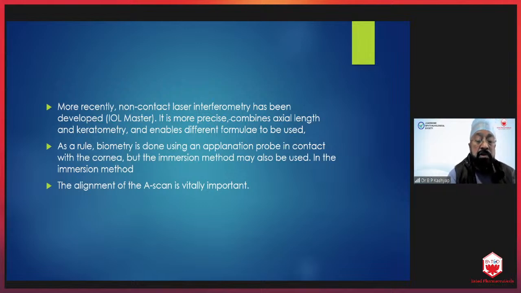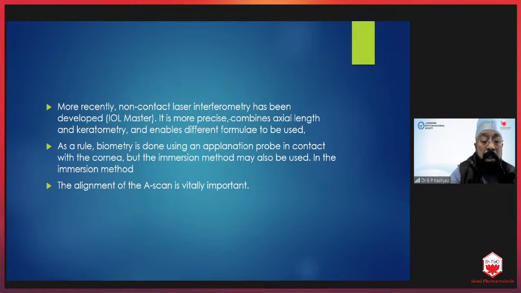As a rule, whenever you talk of biometry, statistically, it means that an ultrasound is done. Even for the lens, when they mention the A constant, it is by the ultrasound method. If they have an optical one, they will write that it is optical. If you're using ultrasound biometry, the A constant is this. If it is optical biometry, then the A constant is a little different. So this part is very, very important.